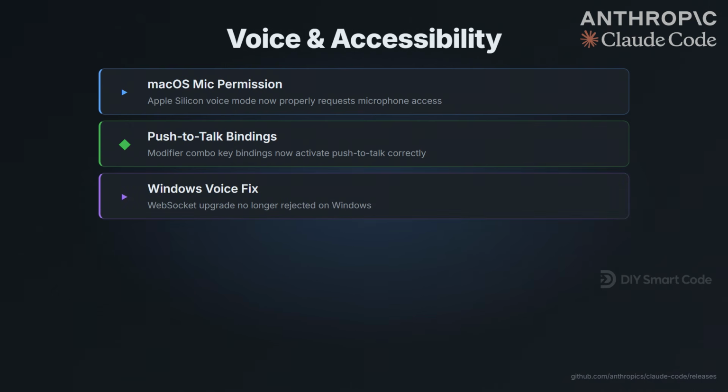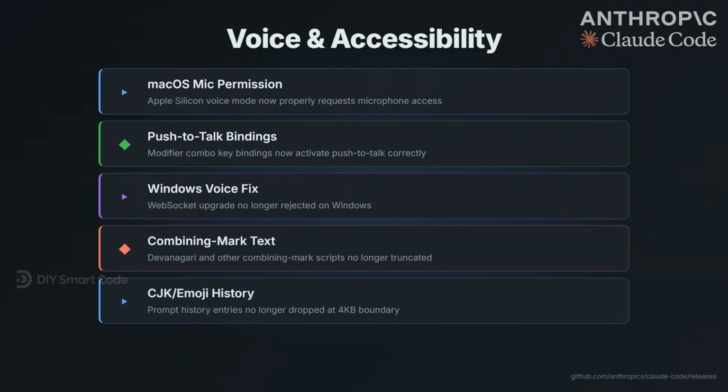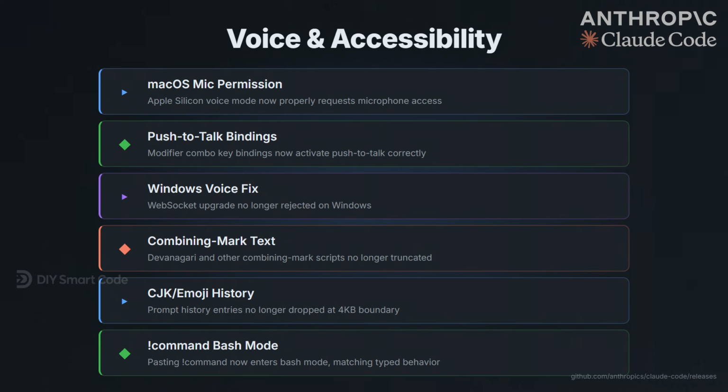For international users, Devanagari and other combining marked text is no longer truncated. CJK and emoji characters in prompt history were silently dropped at a 4 KB boundary. And pasting an exclamation command now enters bash mode, matching typed behavior.